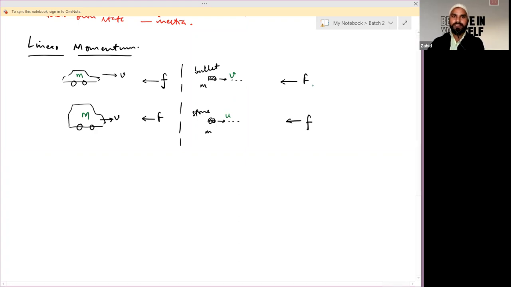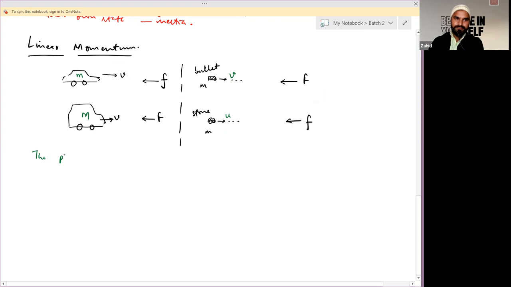So from this, we can conclude the quantity of motion contained in a body would depend upon two factors. First is mass of body, and second is its velocity. This physical quantity is termed as linear momentum. Is it clear? Yes, sir.